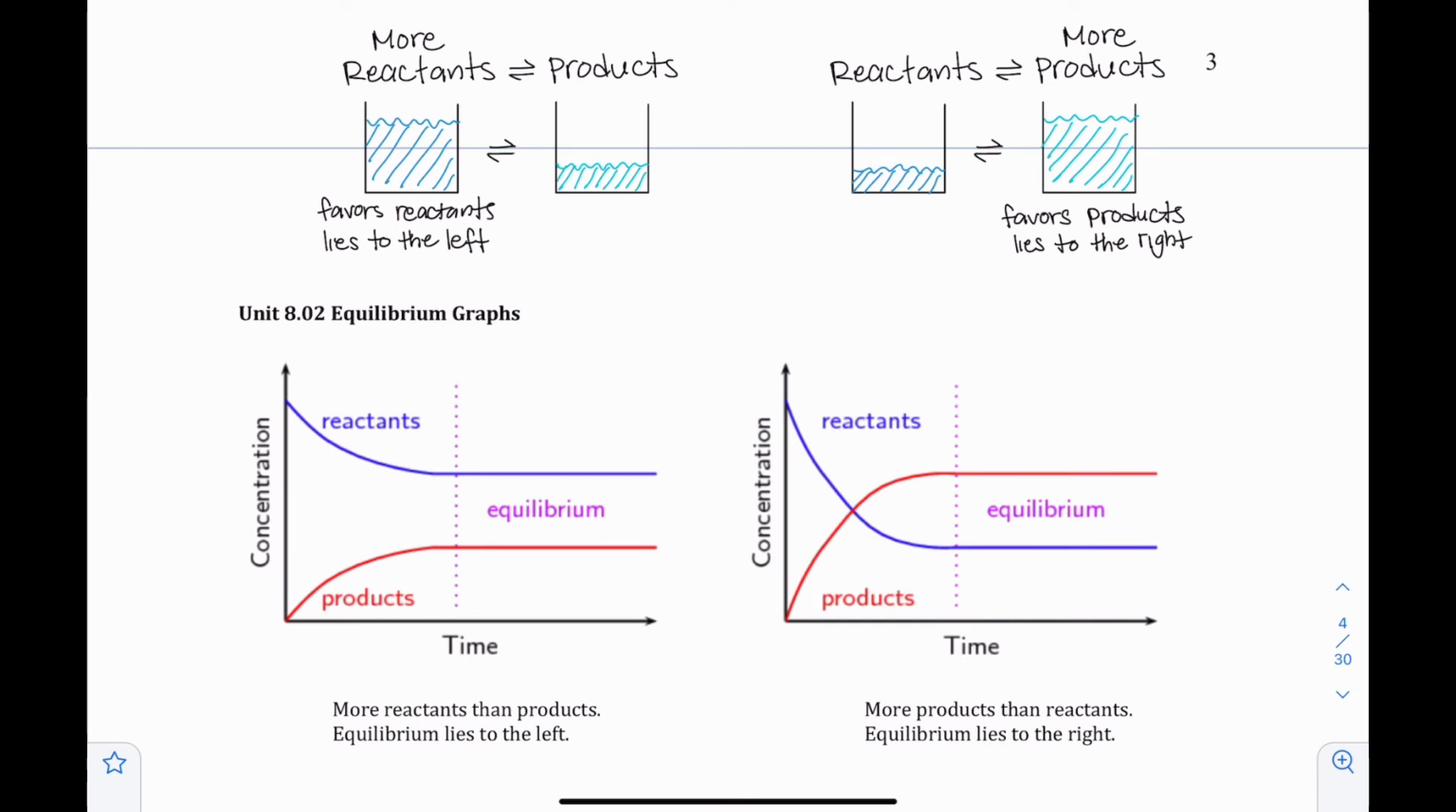So if we're graphing an equilibrium reaction that favors the reactants, or lies to the left, then it should look more like the graph on the left. But if we're graphing an equilibrium reaction that favors the products, or lies to the right, then it should look more like the graph on the right.